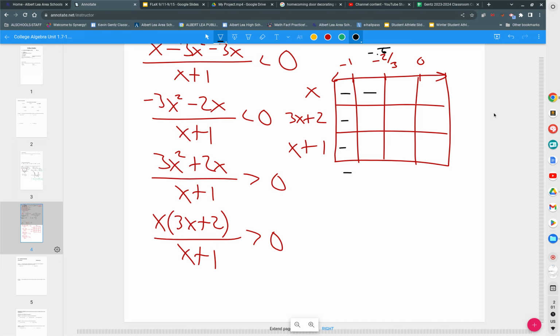If you have to use a calculator on this, you're going to have to. 3 times -0.9 is -2.7. And -2.7 plus 2 is negative. And -0.9 plus 1 is a positive.